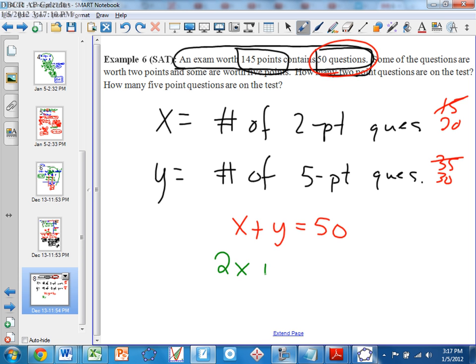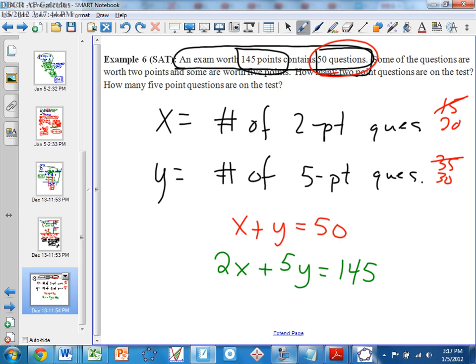plus 5x equals 145. 5y, you mean, obviously. Oh, sorry. That's all right. Again, X is the number of 2-point problems. Well, this is however many there are times 2 points each. However many there are times 5 points each equals a total of 145 points. Again, these are worth 2 points per problem. X is however many problems there are. This is worth 5 points per problem. Y is however many problems there are. A total, the test has 145 points on it.